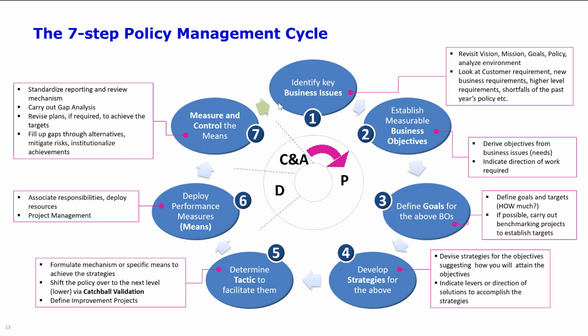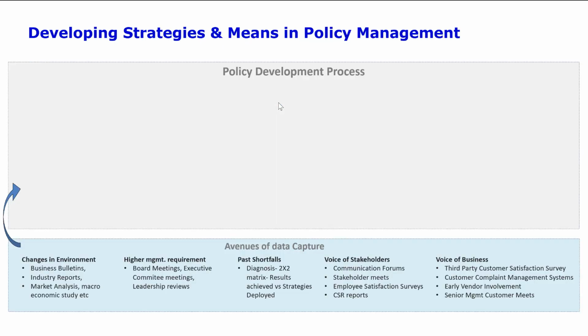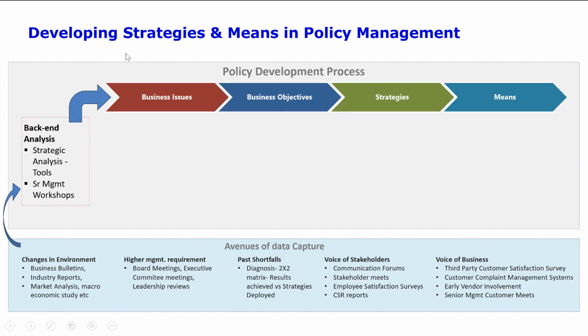Now, having defined your business issues, then your objectives from there, then your strategies and your means, let's understand how this whole step moves forward and then prioritizes them. So as you can see, the business issues are derived through the strategic analysis tools and through senior management inputs. Now the inputs here to the backend analysis could be any one or more of these.